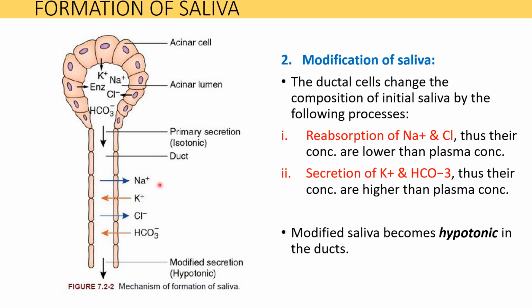So these two electrolytes will be removed. Thus, automatically the concentration inside will be lower when compared to that of extracellular fluid or the plasma concentration. The second change is there will be secretion of potassium ion and bicarbonate ion into the saliva. So ultimately the final saliva will be a modified saliva that will become hypotonic in nature.